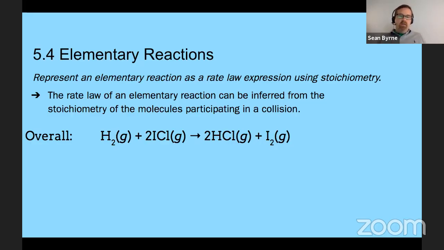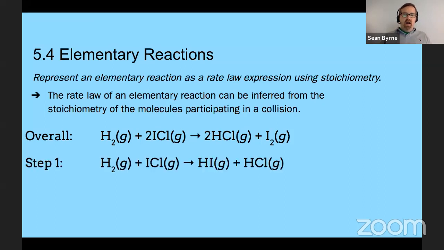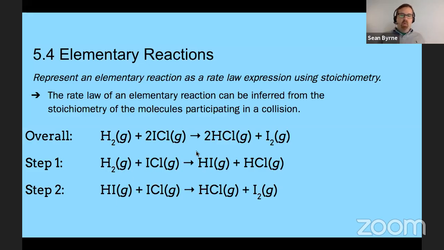Hydrogen gas reacts with iodine monochloride to make hydrochloric acid and iodine. A group of scientists may study this reaction and realize that when this reacts in a vessel, what actually happens is one hydrogen molecule reacts with one of the ICl to make some HI and some HCl. And then a second step that happens is that one of these HI reacts with the other ICl in order to make some hydrochloric acid and some iodine.